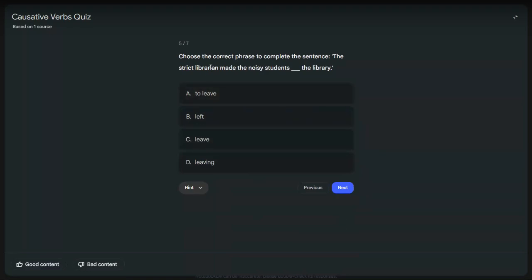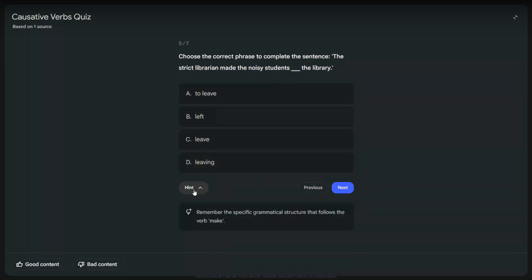Next. Choose the correct phrase to complete the sentence: the strict librarian made the noisy students dash the library. To leave, left, leave, or leaving. The strict librarian made. Option: leave, or to leave.